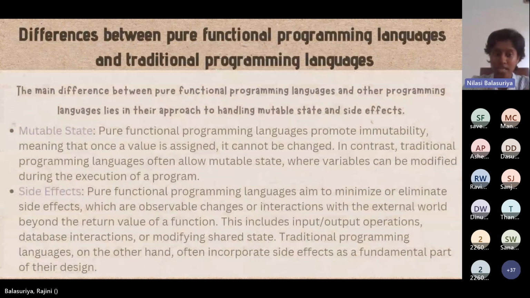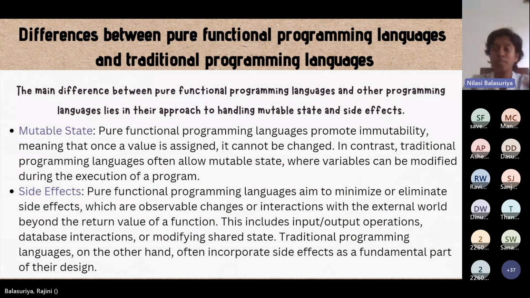To further expand your knowledge on these languages, a few differences between pure functional programming languages and traditional programming languages are: pure languages are immutable, which means that once a value is assigned, it cannot be changed. In contrast, traditional languages allow variables to be modified during the execution of a program. Pure languages minimize or eliminate side effects, which are observable interactions with the external world beyond the return value of a function, while traditional languages often incorporate side effects as a fundamental part.